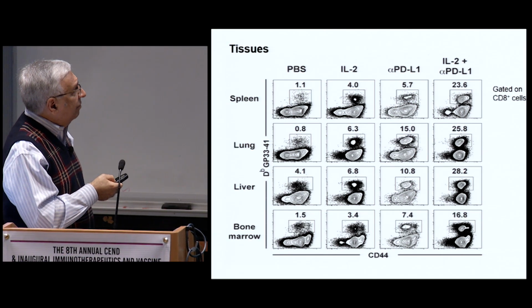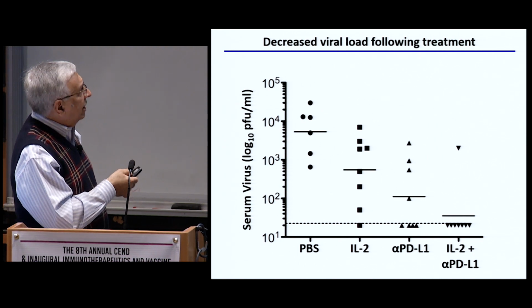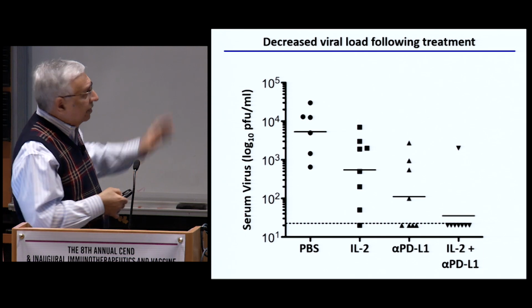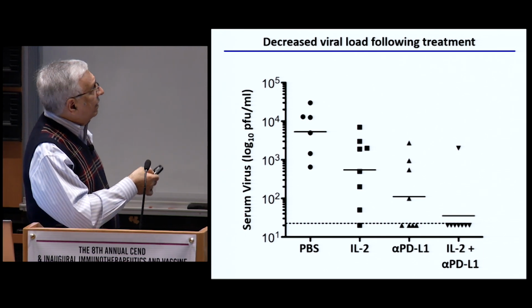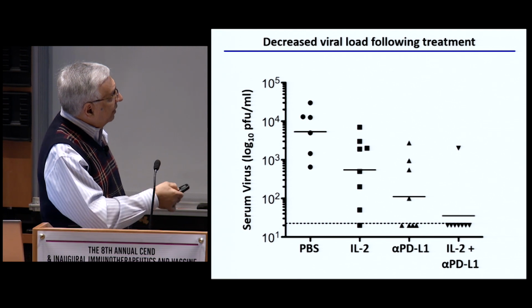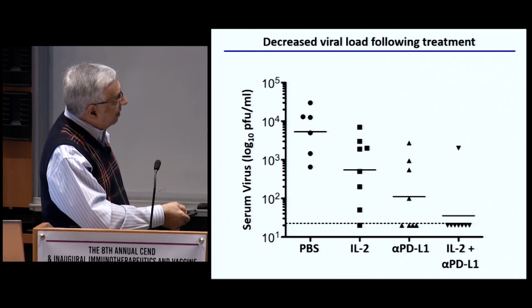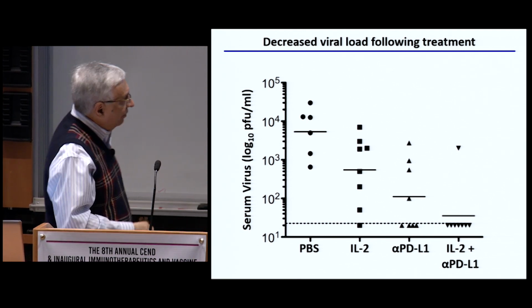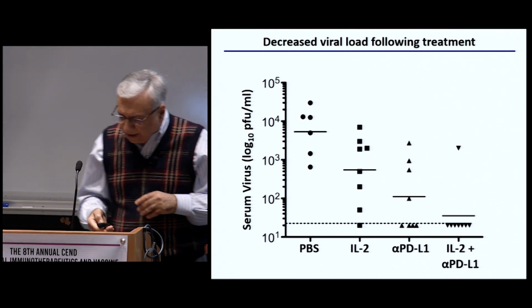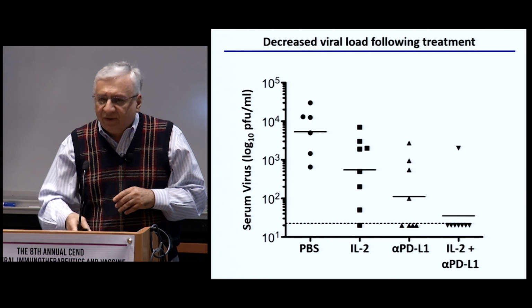And this is accompanied by, this is just one of the many experiments we have done, looking at viral titer. This is in the serum. The tissues show even more dramatic effect in many cases. Here's PBS group, IL-2, some effect, PD-L1 much better, but here almost complete clearance from the serum in the majority of the mice. This is one of many experiments done. So the question is, why? Why are we getting this striking synergy?